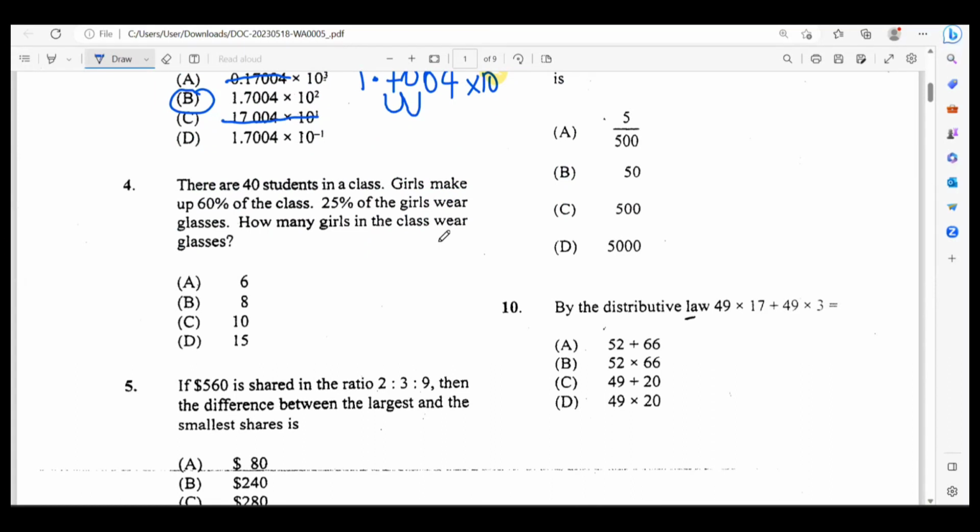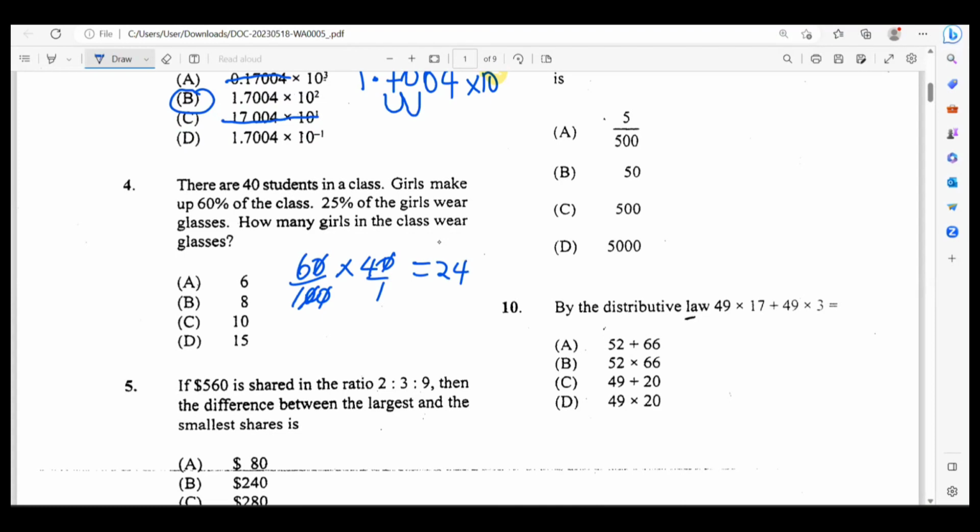Number 4, so it says there are 40 students in a class, right? 40 students in a class. Girls make up 60%, and 25% of the girls wear glasses. How many girls in the class wear glasses? So first, you want to work out how many are girls. So we're talking about 60% of 40. So you take your time, 0 cancel 0. So 6 4s at the top will give you 24 girls.